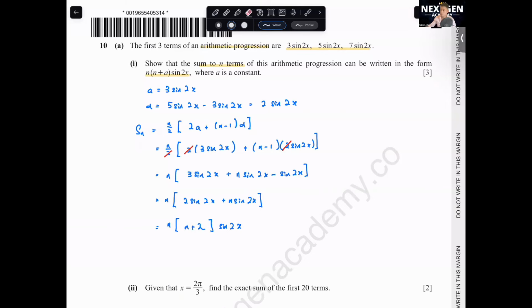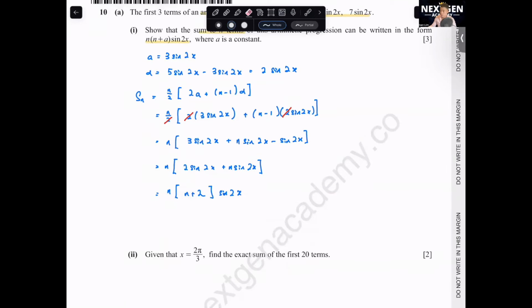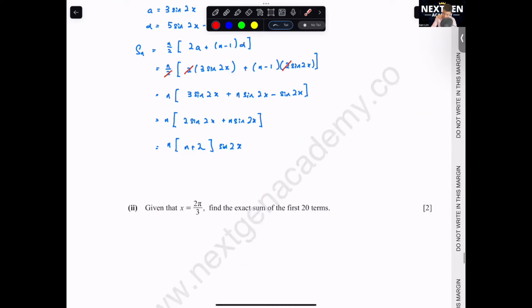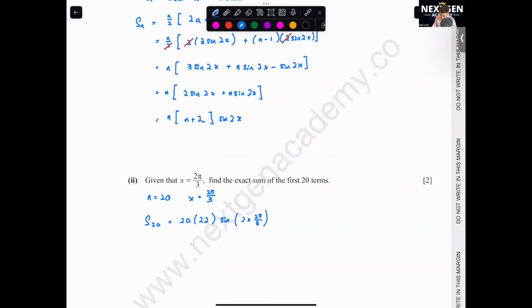Okay, next one. Question 2. Given that x equals 2 pi over 3, find the exact sum of the first 20 terms. In the previous question, we already found the sum of n terms. So I'm just going to substitute n equals 20 and x equals 2 pi over 3 into the equation above. So S20 equals 20 times (2 plus 20) sine 2 times 2 pi over 3. Calculate this: 440 multiplied by negative root 3 over 2. And the final answer is negative 220 root 3.